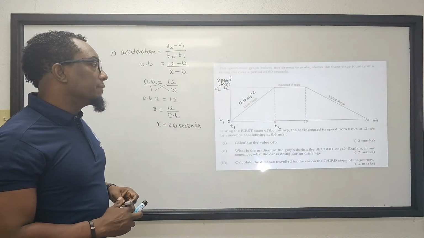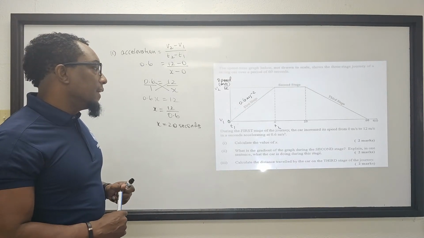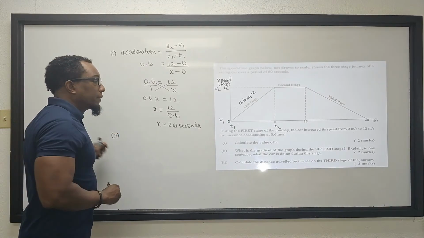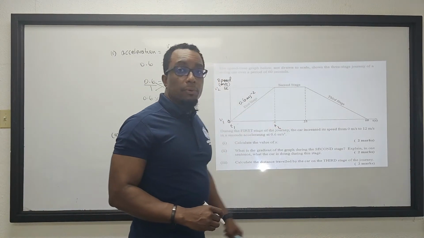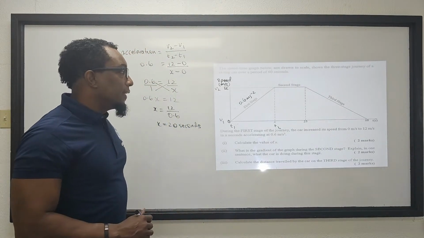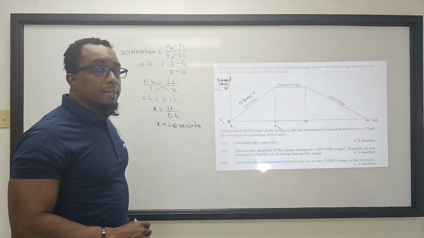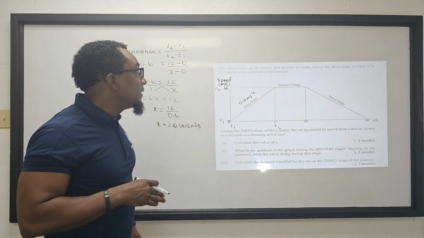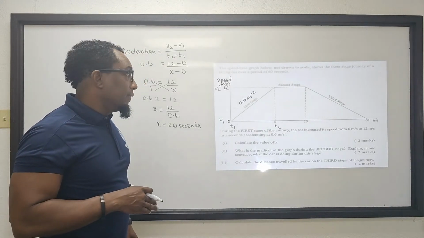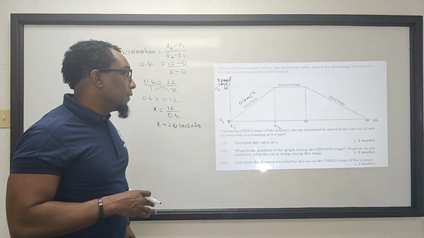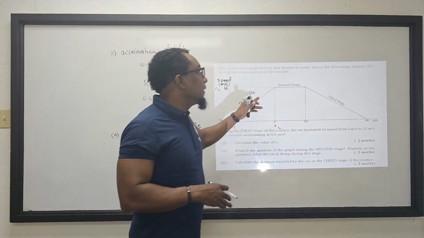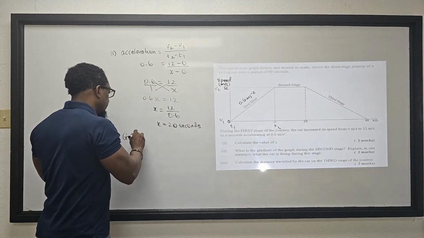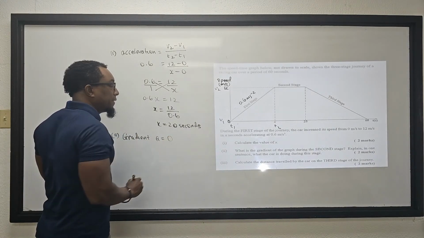Right, now what is the gradient of the graph through the second stage? Explain in 1 sentence what the car is doing at this stage. So the gradient of the graph at this stage will be 0. To have no gradient, the car will be moving at constant speed. For a velocity time graph, during the second stage, the gradient will be the acceleration, which is 0.